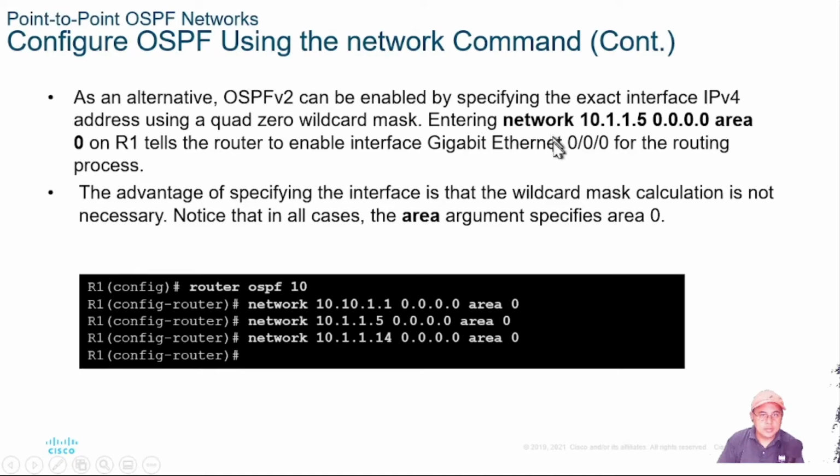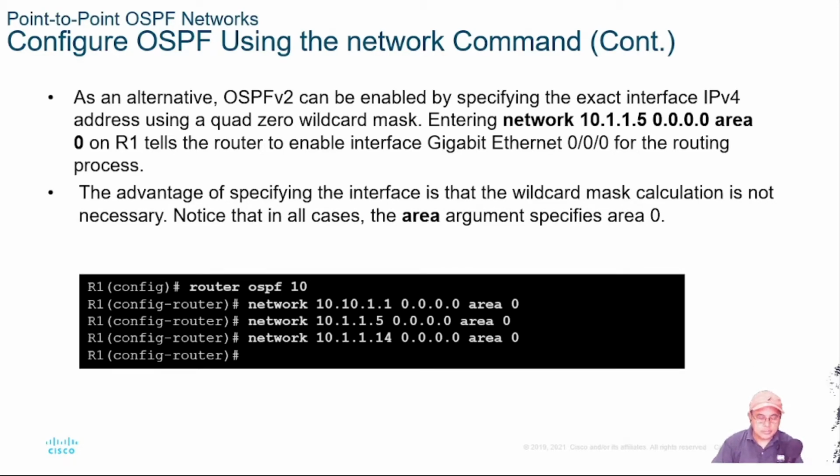For example, in R1, the specific IP address is .5. So use that one, and then the 4 zeros, which is the quad 0 wildcard mask, plus the area ID 0. And then you will be able to enable OSPF using the network command.